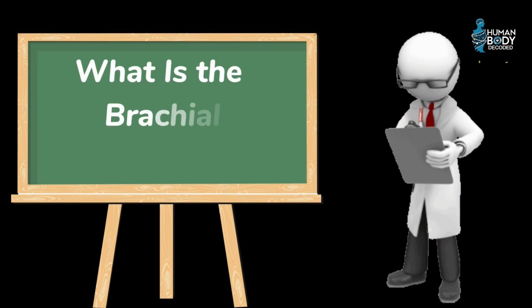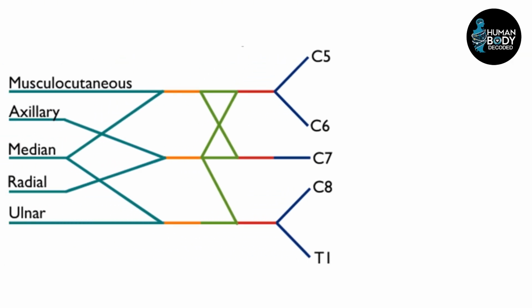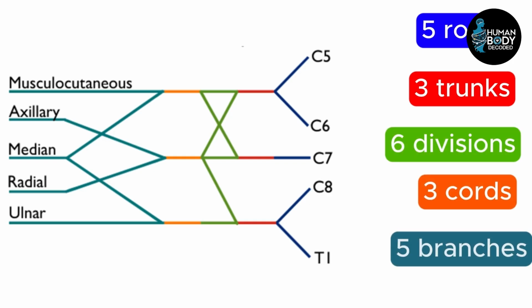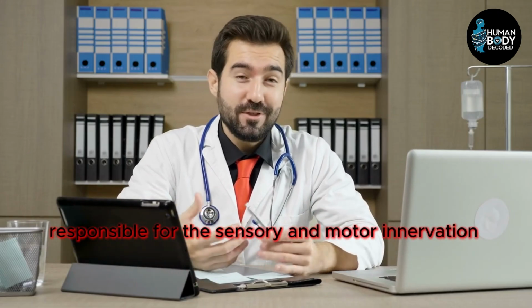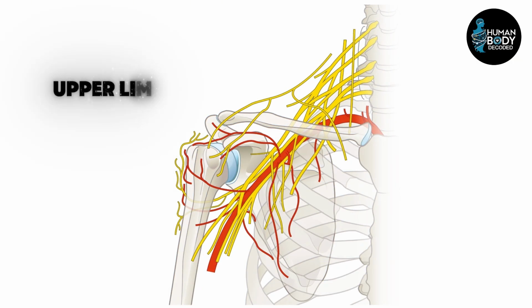What is the brachial plexus? Let's start with the basics. The brachial plexus is a network of nerves that originates from the C5 to T1 spinal nerve roots. These nerve roots come together and form the trunks, divisions, cords, and branches. The brachial plexus is responsible for the sensory and motor innervation of the shoulder, arm, forearm, and hand. It's what allows us to move our arms and feel sensations in our upper limbs.